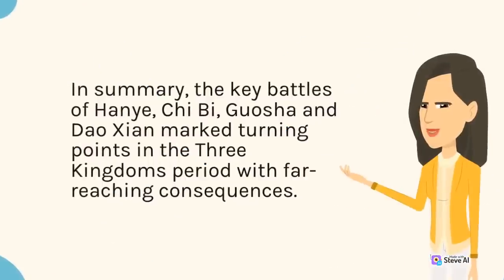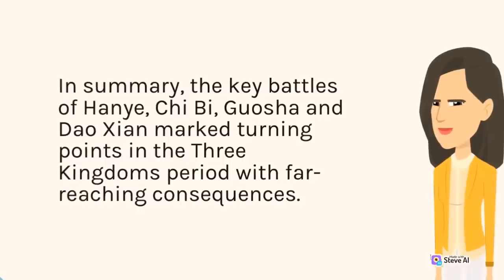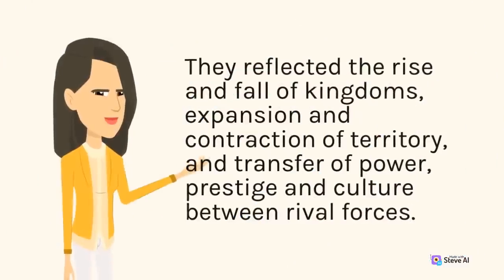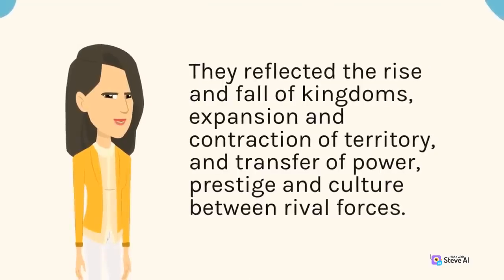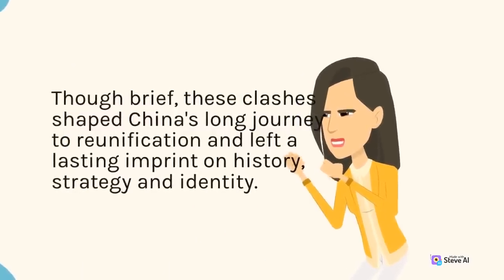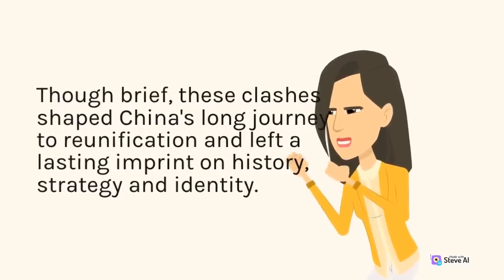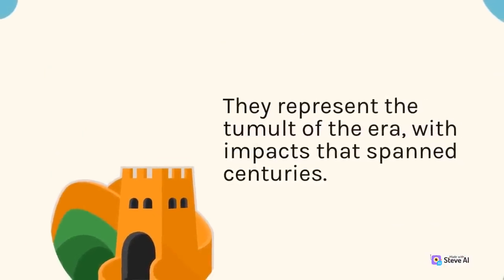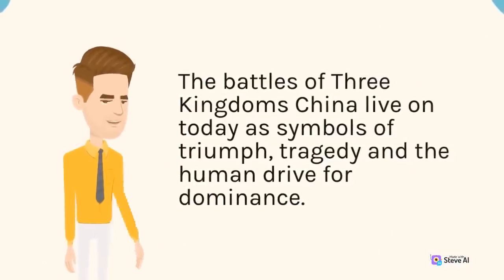In summary, the key battles of Hanye, Qibai, Gosha, and Daoshen marked turning points in the Three Kingdoms period with far-reaching consequences. They reflected the rise and fall of kingdoms, expansion and contraction of territory, and transfer of power, prestige and culture between rival forces. Though brief, these clashes shaped China's long journey to reunification and left a lasting imprint on history, strategy, and identity. They represent the tumult of the era, with impacts that span centuries. The battles of Three Kingdoms China live on today as symbols of triumph, tragedy, and the human drive for dominance.